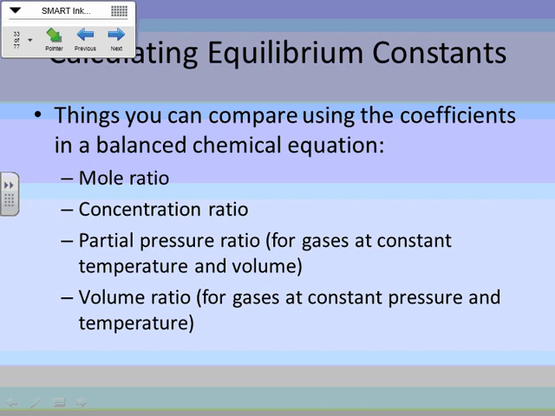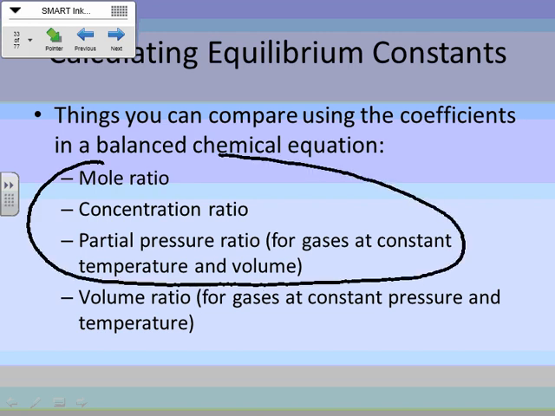We talked about that in the gas unit. And they will also tell you a volume ratio for gases when they have a constant pressure and a constant temperature. Again, we talked about these last two in the gases unit. So there are a lot of things the coefficients can tell you if there are some things held constant. I would say these three are probably the most important for this particular chapter. The coefficients tell you a mole ratio, a concentration ratio, and a pressure ratio.